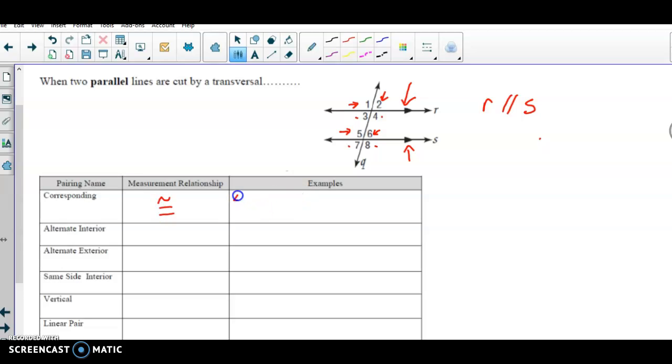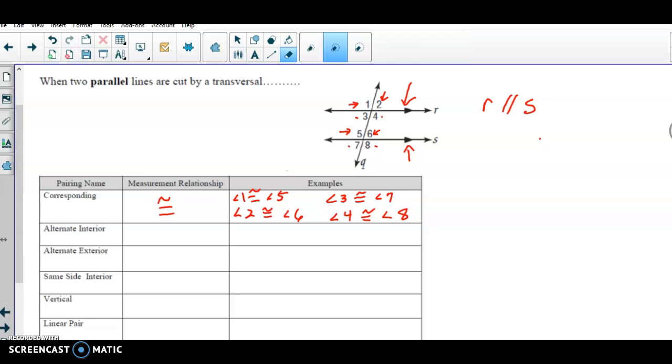So I'm going to list those again. Angle 1 is congruent to angle 5. Angle 2 is congruent to angle 6. Angle 3 is congruent to angle 7. And angle 4 will be congruent to angle 8.